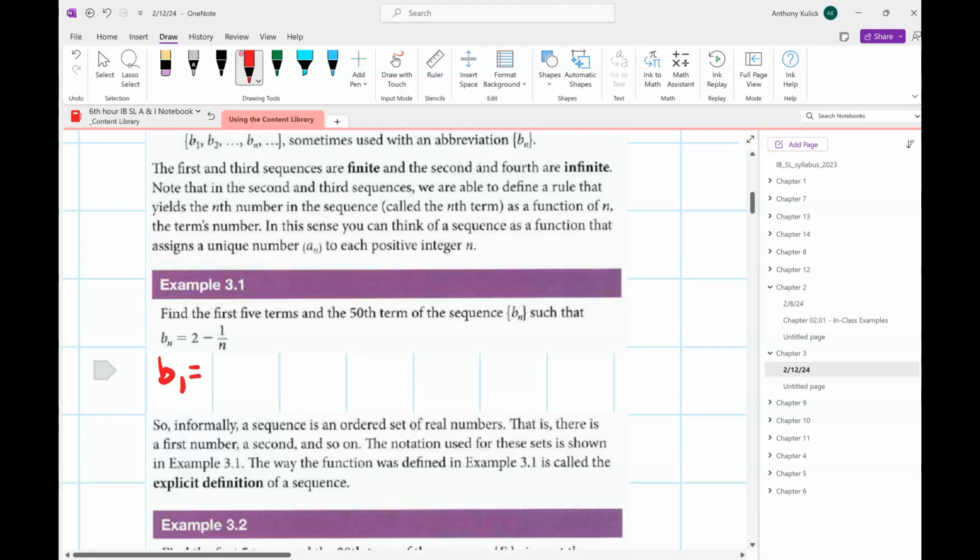I just do write B subscript 1, and then how do I find that? 2 minus 1 over 1, so just 1, right? How about the second term then? 2 minus 1 over 2. Yep. And you guys get the idea after this, right? Okay. What if I want the 50th term?